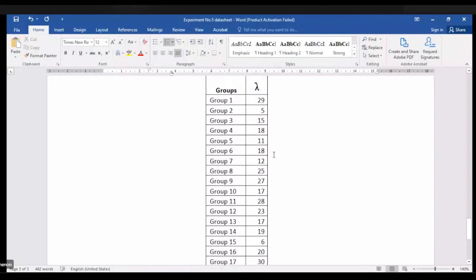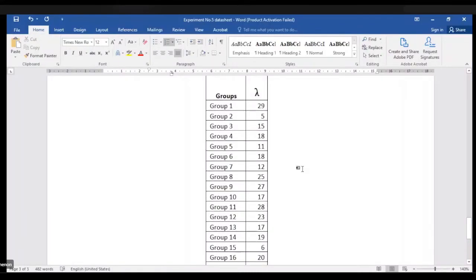And you will find the group. So for group 7, the mean lambda is what? Actually, the mean of the Poisson distribution is given as 12. For group 8, it is 25, 27, 17, 28, and 23.